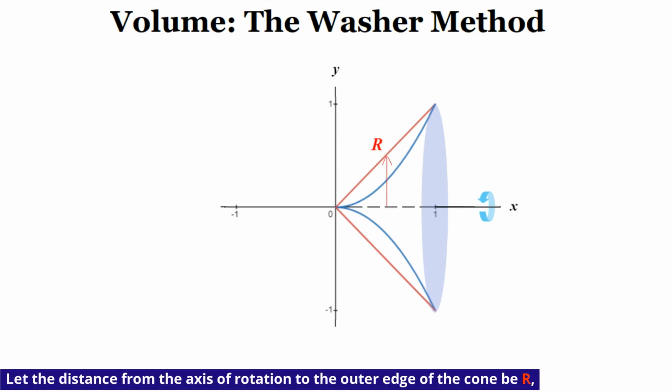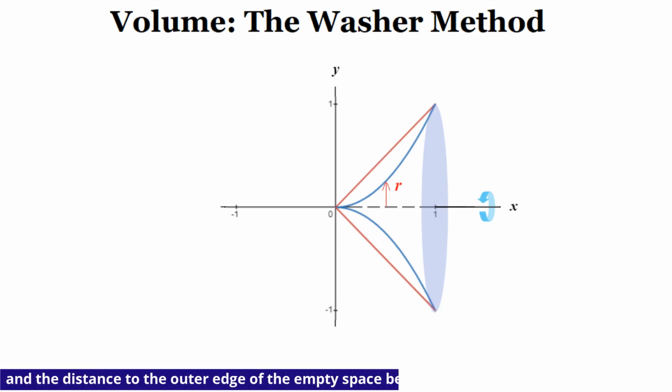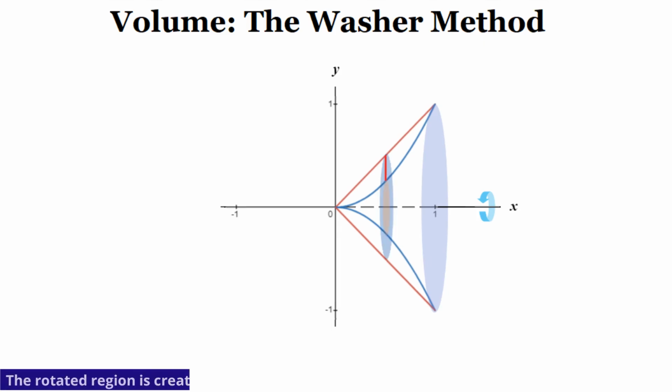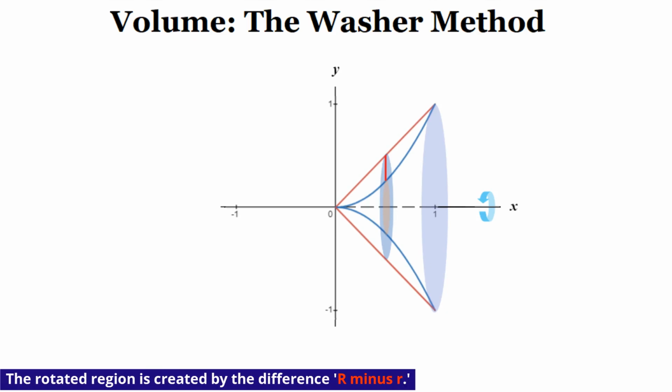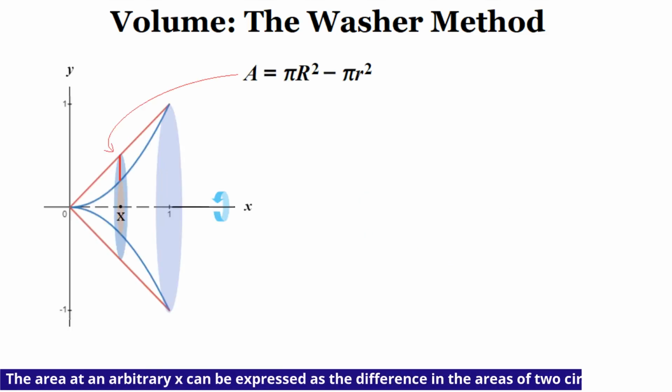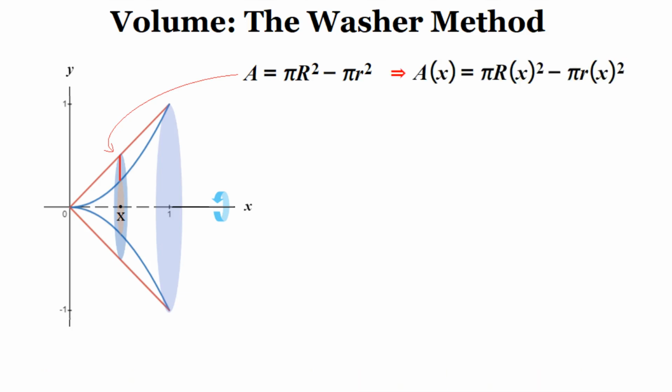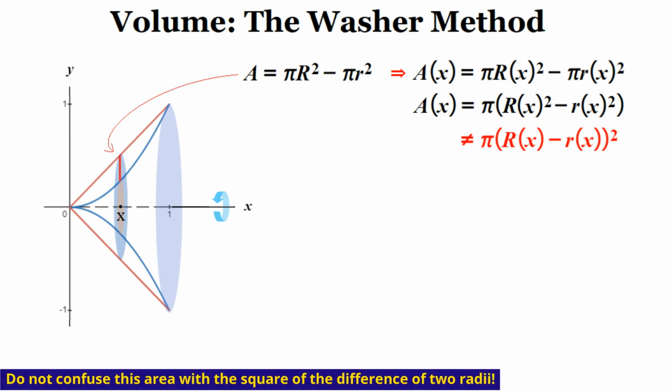Let the distance from the axis of rotation to the outer edge of the cone be R, and the distance to the outer edge of the empty space be r. The rotated region is created by the difference, R minus r. The area at an arbitrary x can be expressed as the difference in the areas of two circles. Do not confuse this area with the square of the difference of two radii.